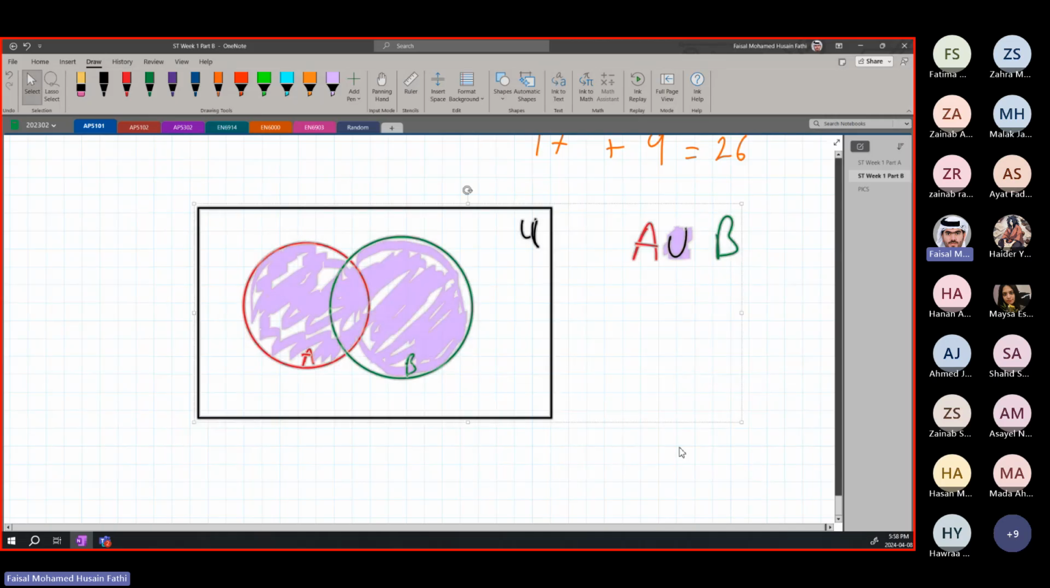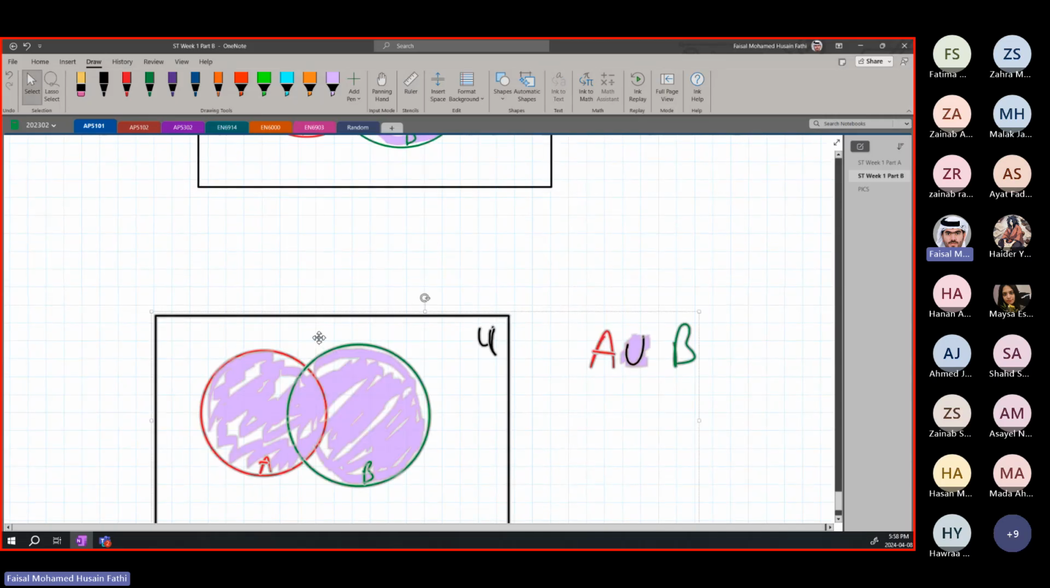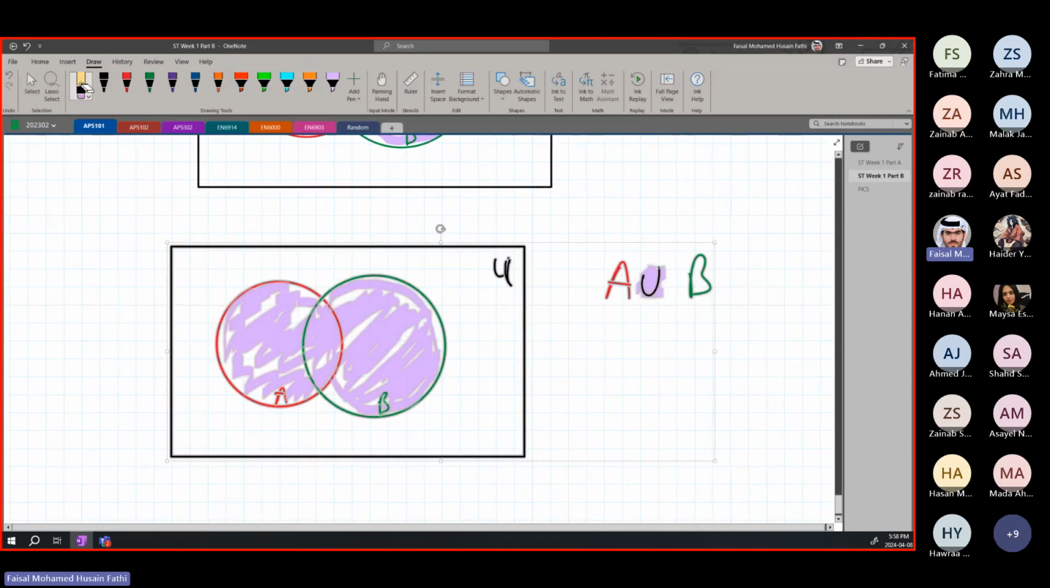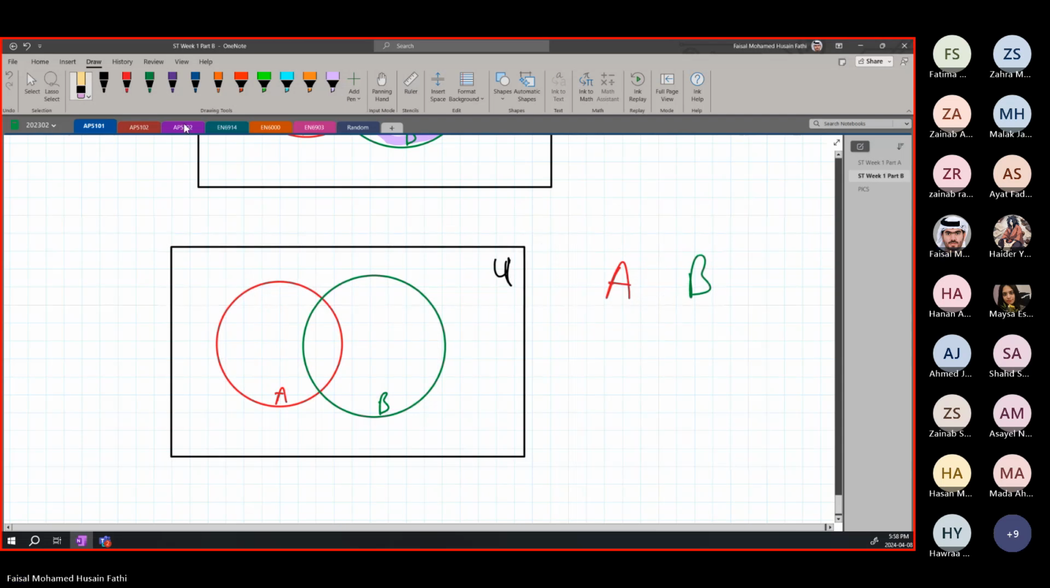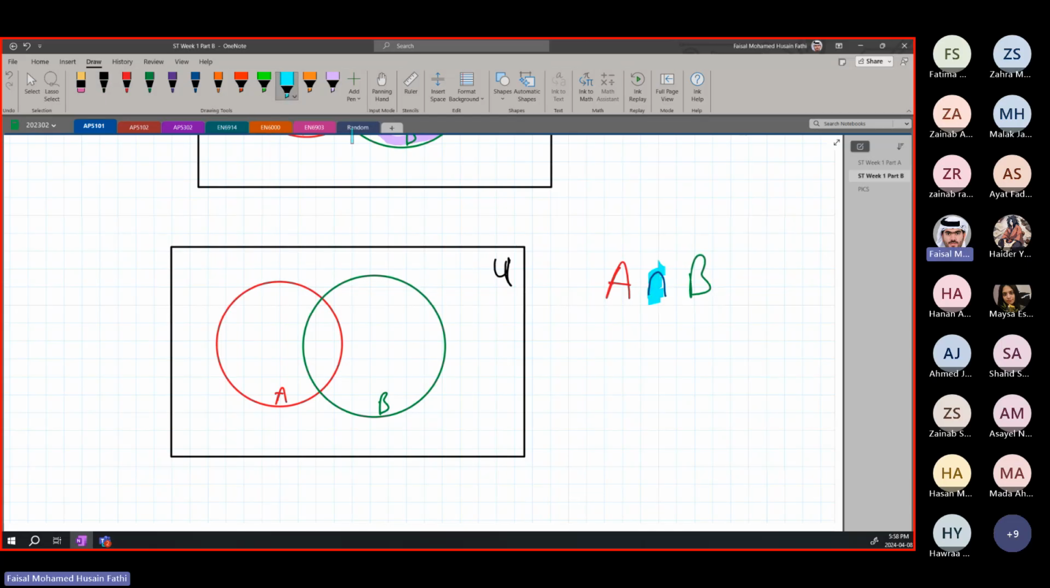Now, let's take the same example, but instead of union, let's say we have intersection. The intersection will be where they are actually intersecting in real life or in the Venn diagram, which is the shared common area in between. Remember, intersection means common. Union means all. So this blue area, this is where the intersection will be.